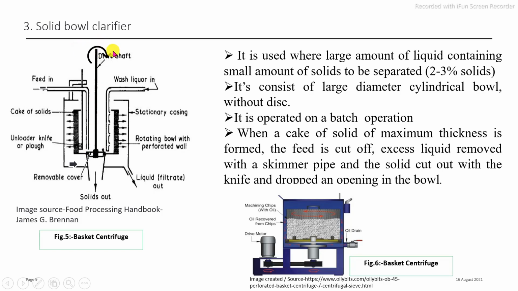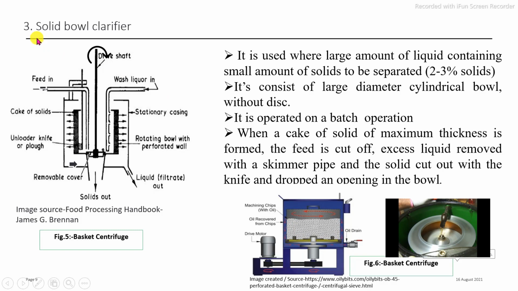Maybe the shaft is provided at the top or maybe at the bottom. In this photo you can see the power transmission devices. This is the electrical motor, then the power transmission devices, then the shaft, and then it is fitted with the rotating perforated bowl.